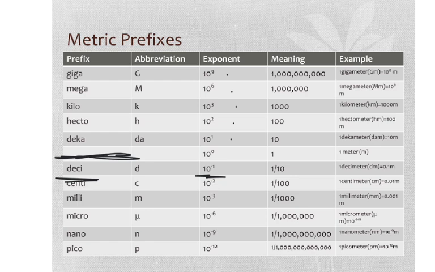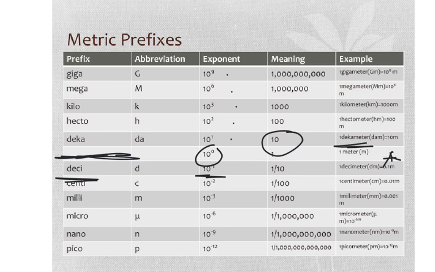So for example, deca is 10 to the first. That means that it represents 10 of something. So if I were to say I have 1 decameter, that means I have 10 meters. Remember that your meter is your base unit, so everything is going to go back to that unit. That is why it's represented by a 10 to the 0. Anything to the zeroth power means 1. So 10 to the 0 means 1, and that's why you get 1 here.